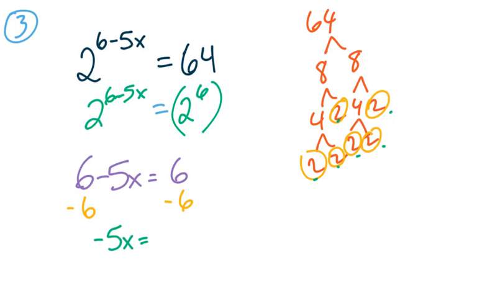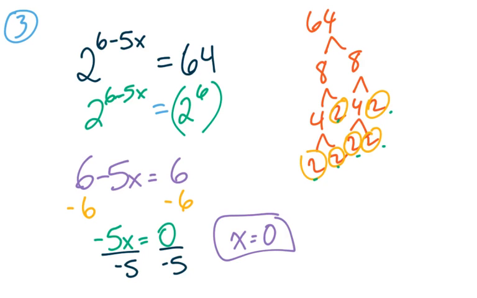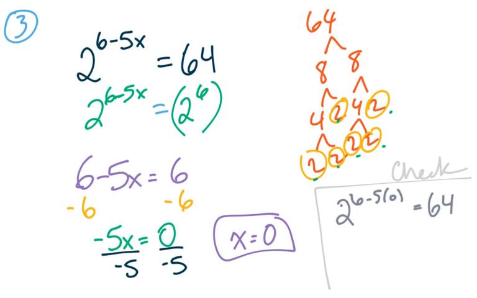So I have a negative 5x equals 6 minus 6, which is 0, divided by negative 5, and we get x equals 0 because, yes, 0 divided by something is 0. And if we were to check this, hopefully it would work. And it totally works because 2 to the 6th is in fact 64, and this is good.